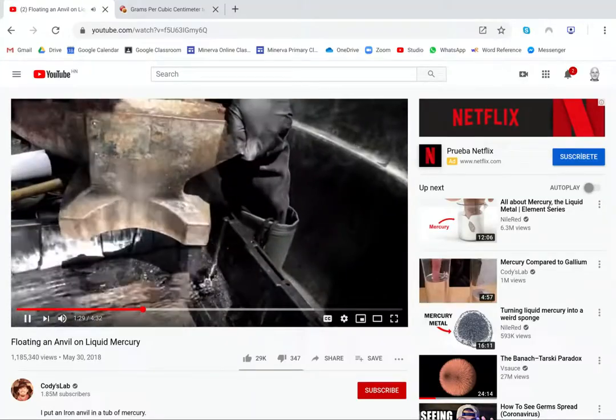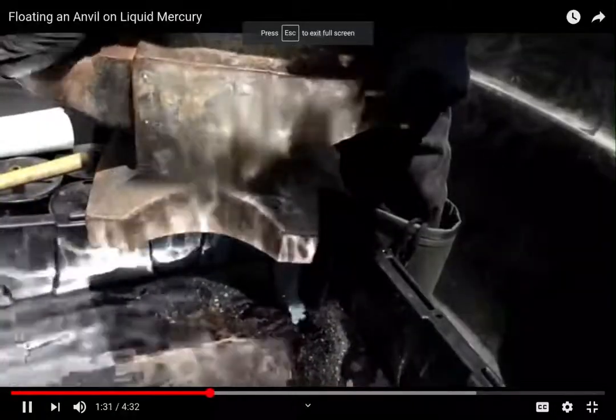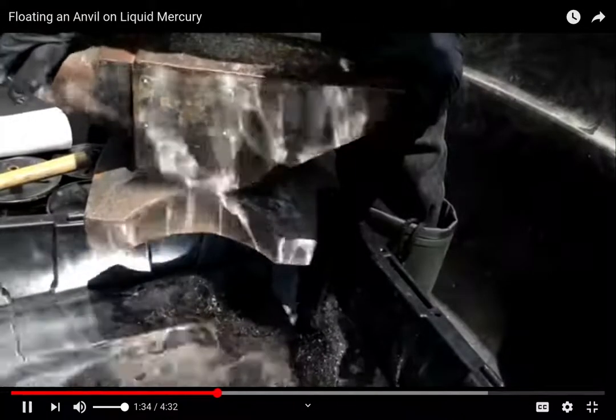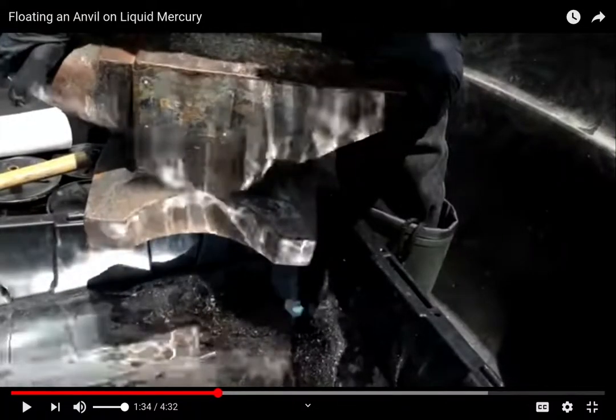Here's my 110-pound iron-working anvil. I think we got this for making horseshoes and stuff. And just so you guys know, this container is full of mercury. Back when we had horses. So let's set it in here and see if it floats.